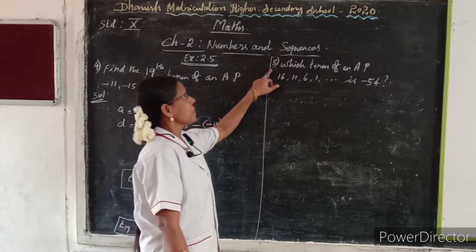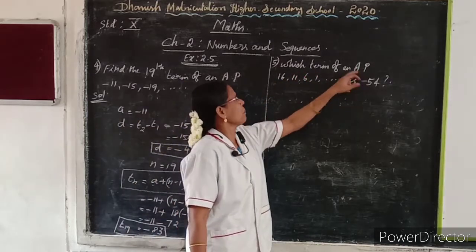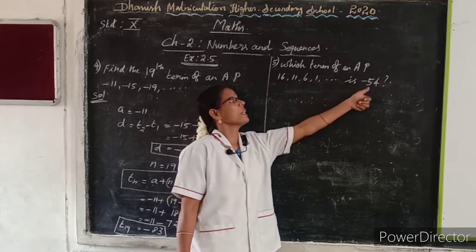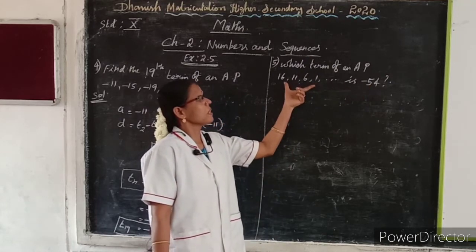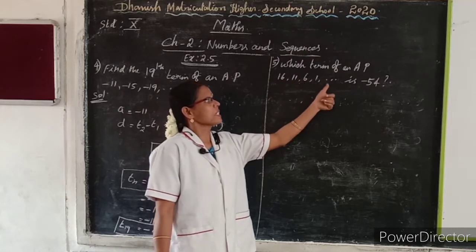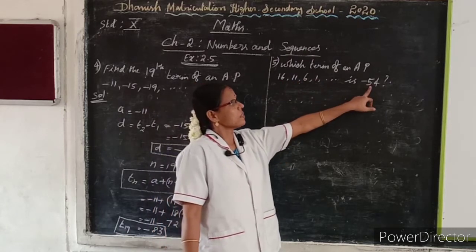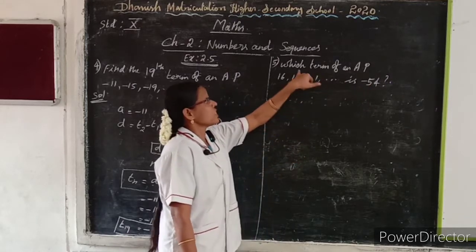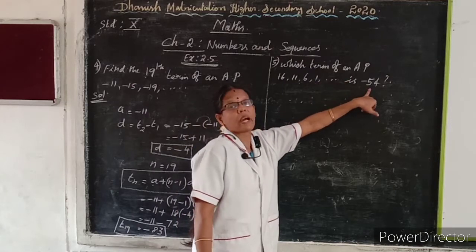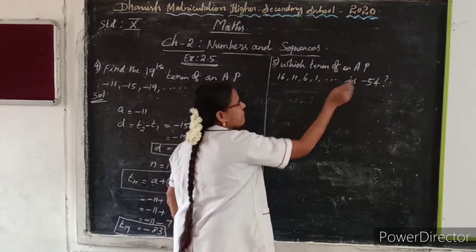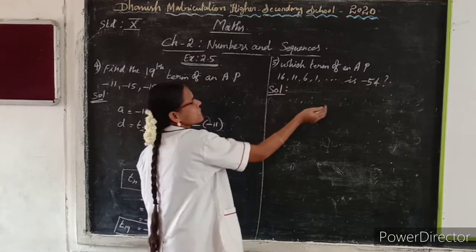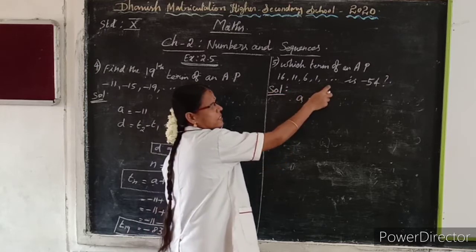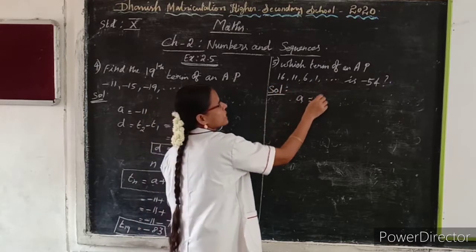Now question number 5. Which term of the AP 16, 11, 6, 1, etc. is minus 54? This is our AP: 16, 11, 6, 1, etc. That is our question. Which term of this AP is minus 54? Tn is given. Solution. What is given? AP. A is from the sequence. A is the first term, so that is 16.